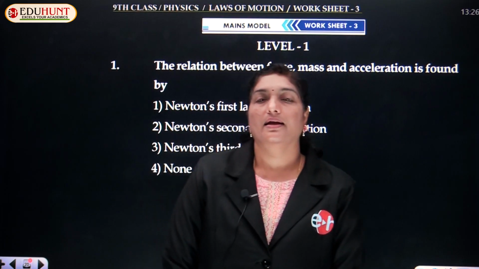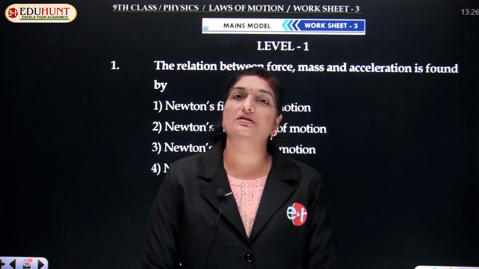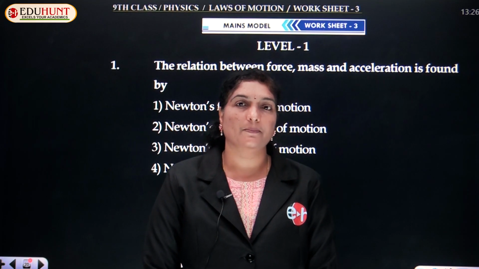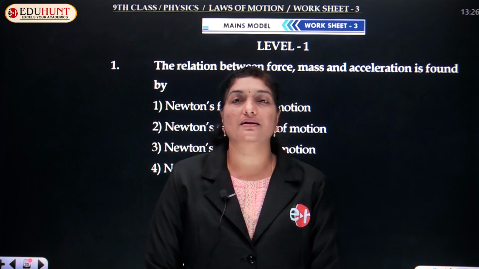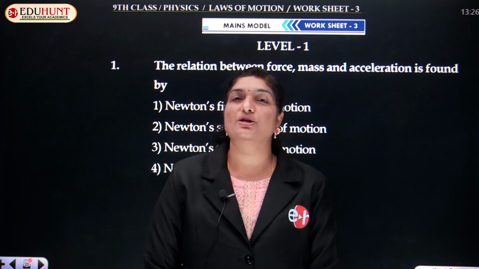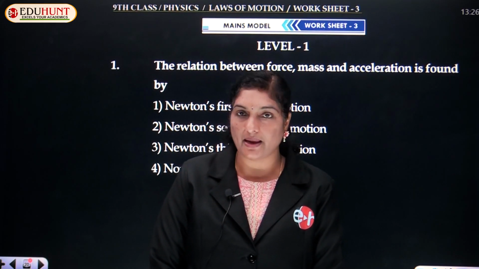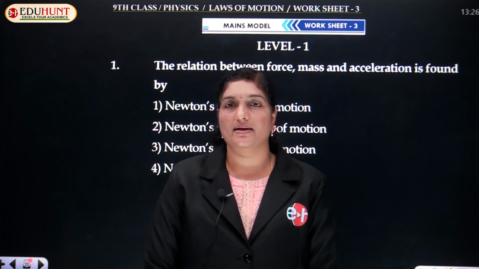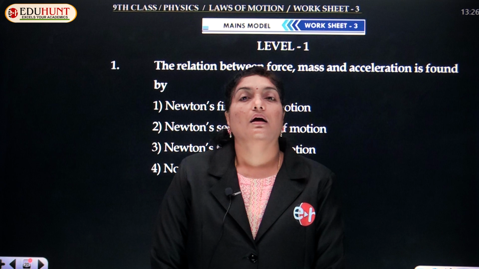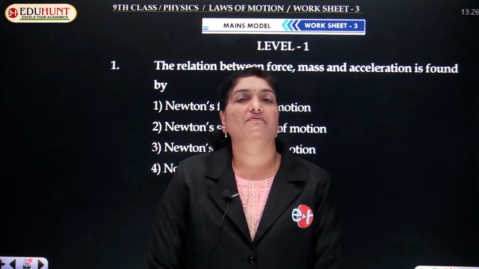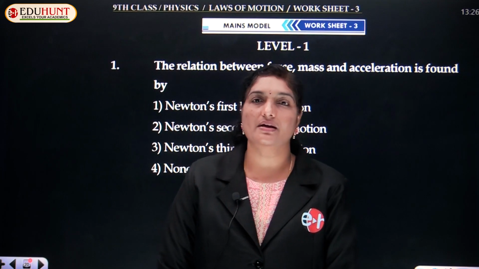So children, in laws of motion we have come across the 3 laws of motion. Newton's first law of motion, which introduces the force. Newton's second law of motion, which gives the relation between force, mass and acceleration as F is equal to ma, or the rate of change of momentum is defined as the net external force applied. And Newton's third law: for every action there is an equal and opposite reaction which acts on two different bodies.